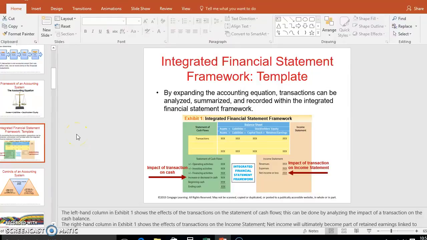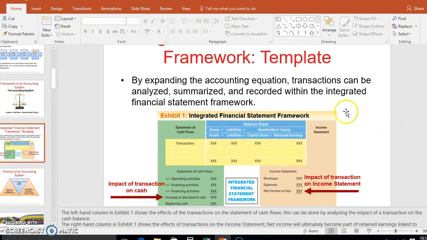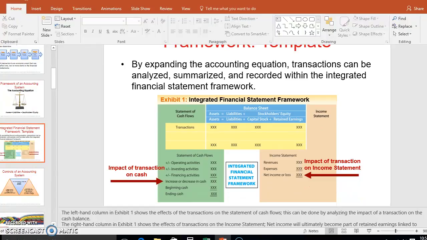so let's talk about the framework here. Let me see if I can make this a little bit bigger. There we go. All right. So we have the accounting equation, and then we are going to do some transactions within that equation. That equation must always balance. And then we're going to summarize and figure out what we need to do. In this case, we have our balance sheet, one of the financial statements, and we'll go into that in a little bit.